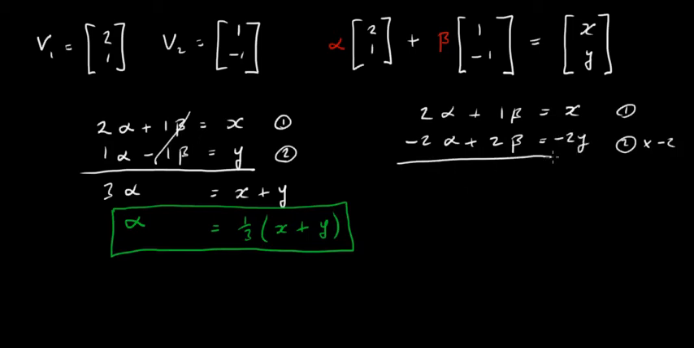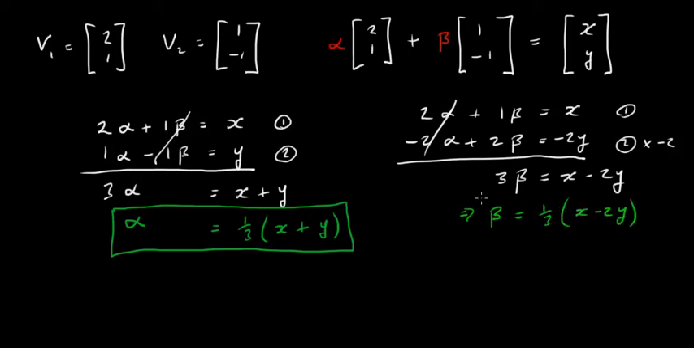Now if I add these two, I'll get a formula for my beta. The alpha terms will disappear, and here I'll end up with 3 times beta, and here I'll end up with x minus 2y. So that gives me a formula for beta: beta is equal to 1/3 (x minus 2y).